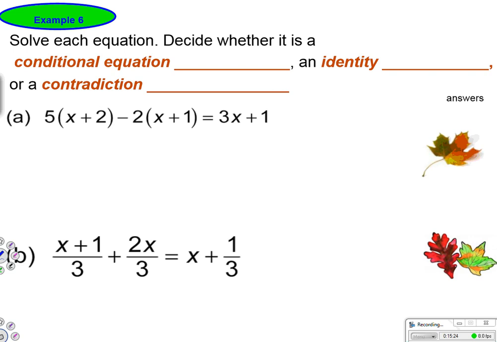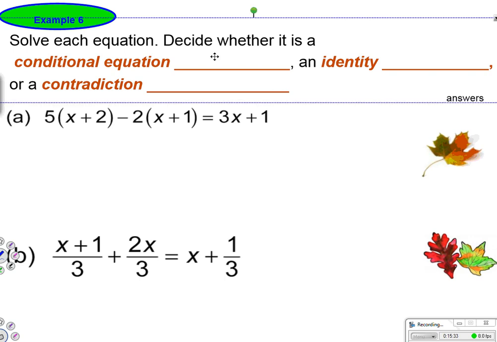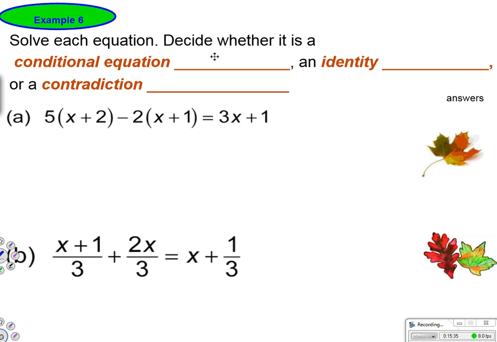Next, solve equations and decide whether it's a conditional equation, an identity, or a contradiction. Well, what does that mean? A conditional equation has one answer. That's our typical, what we've been doing so far, x equals 5. An identity will come out looking like 5 equals 5. Really, if you take it far enough, you're going to get 0 equals 0, so that's probably better to write in.